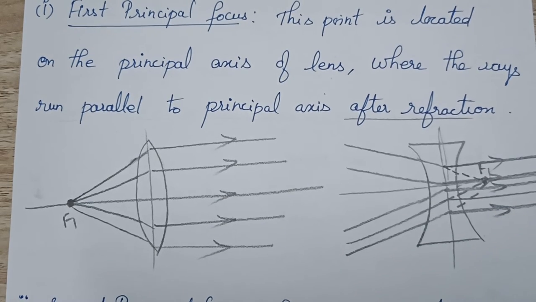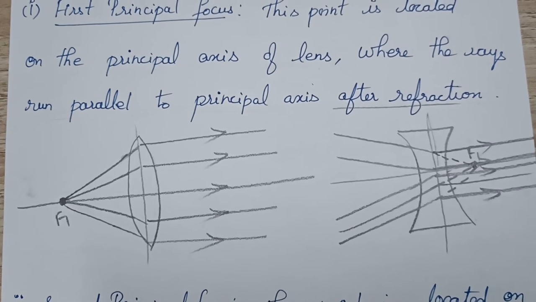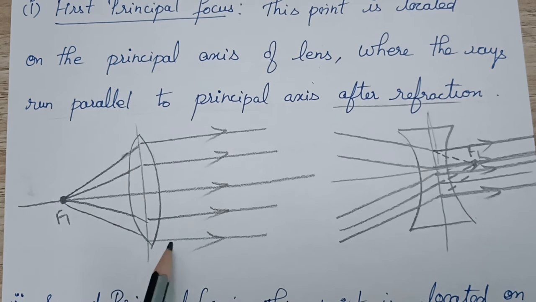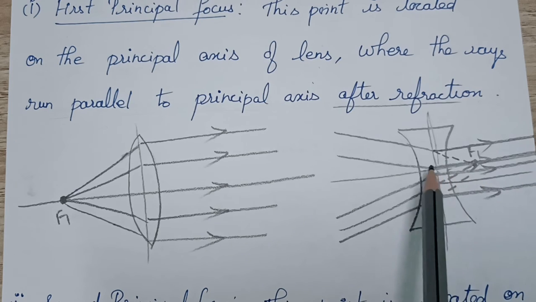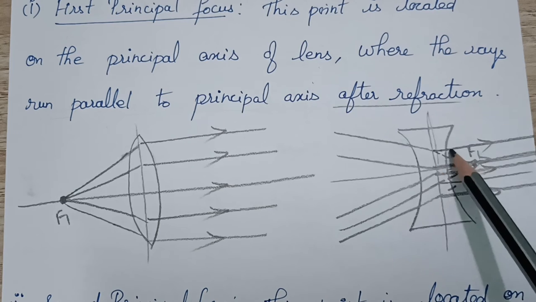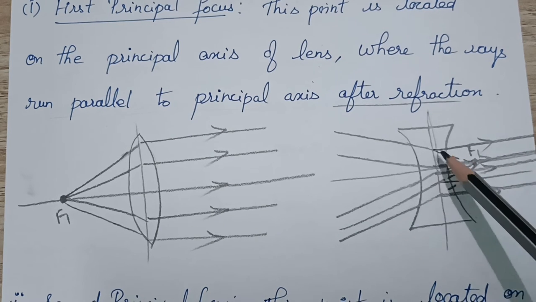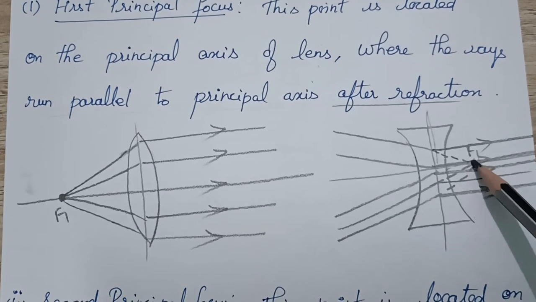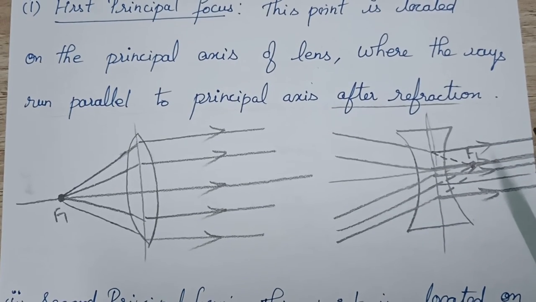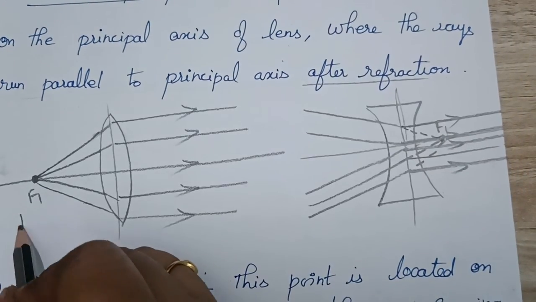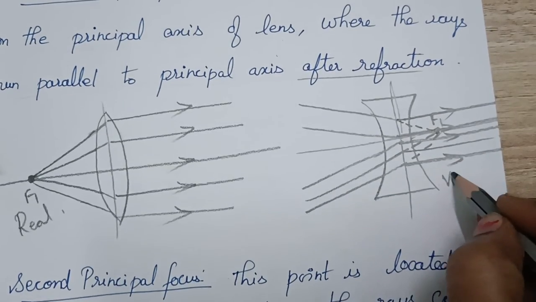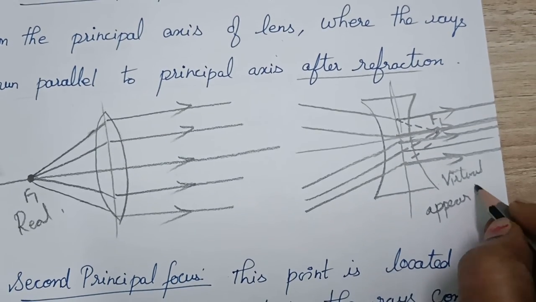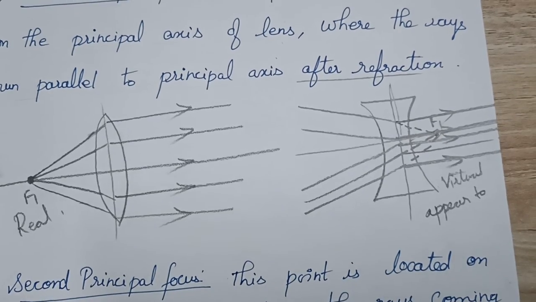In the convex lens, it is already converging from a single point, all the rays are coming, then after refraction it passes parallel to the principal axis. In the concave lens, after refraction it passes parallel to the principal axis and appears to converge at a point. This point is your first principal focus. Here it is a real focus point. Here it is virtual, it is not real. It actually appears to converge, appears to meet. This is the first focus point F1.